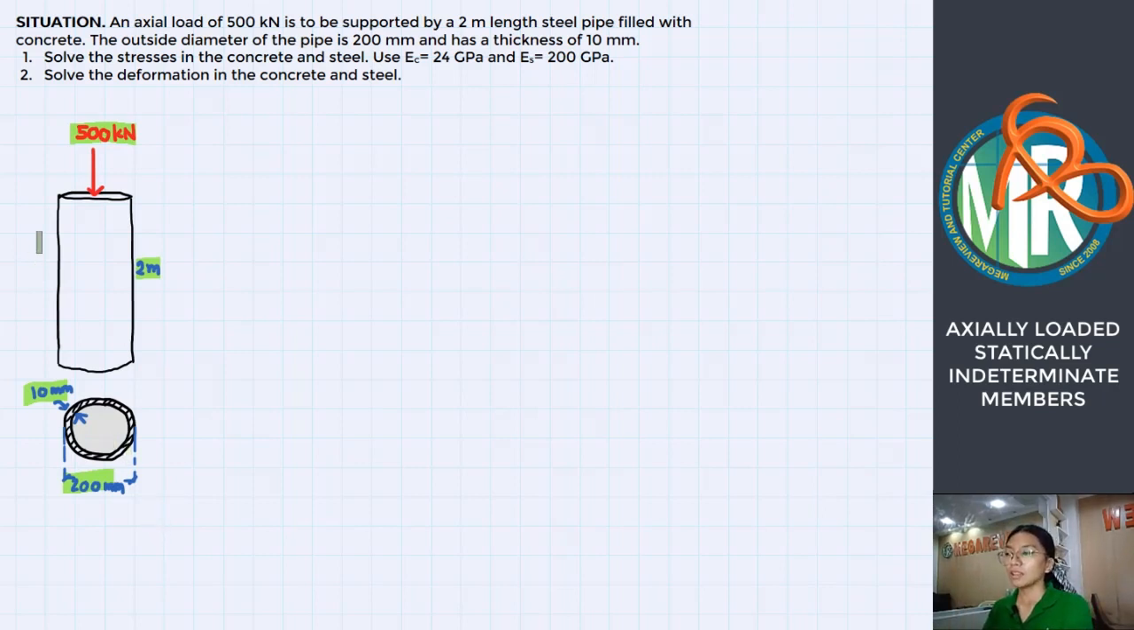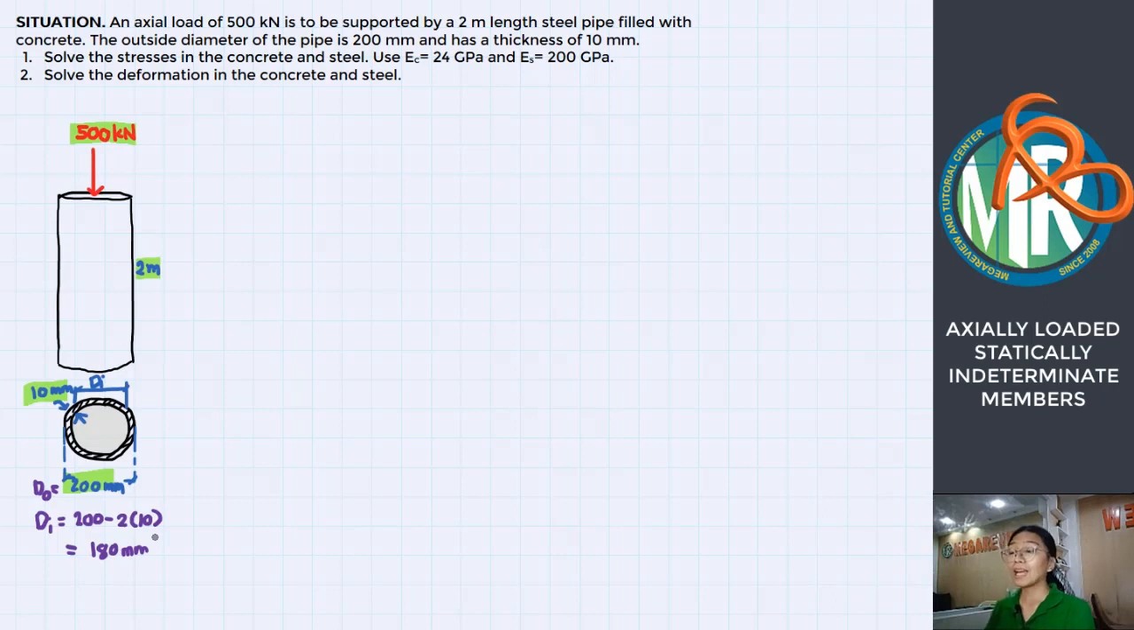Let us first get the dimensions here at the cross-sectional view. So if you have here an outside diameter of 200 mm, and the thickness of your steel pipe is 10 millimeters, it means this length is your inside diameter. So, we just deduct two thicknesses. Right? So, this is 200 minus two times 10 mm. That would be your inside diameter, which is 180 millimeters.